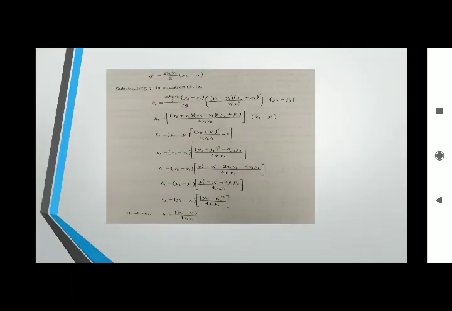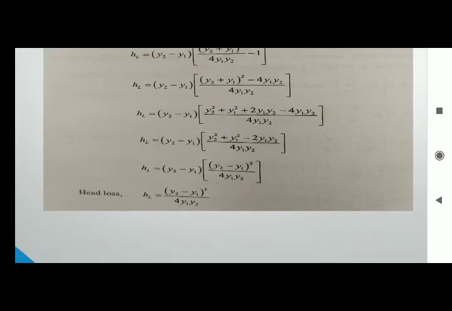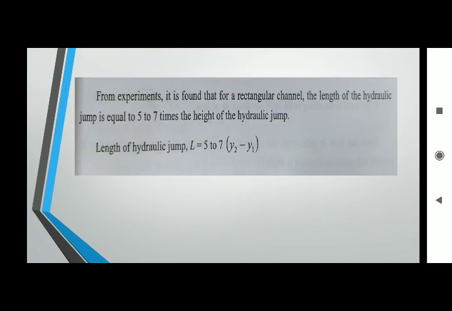Then here we discussed losses, and for head loss we derived the formula HL is equal to (y2 minus y1) the whole cube divided by 4 into y1 into y2. This is the length of jump formula. Length of jump is nothing but 5 to 7 times the height of the jump. Height of jump is nothing but y2 minus y1.